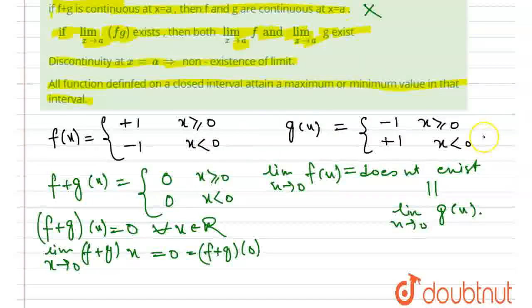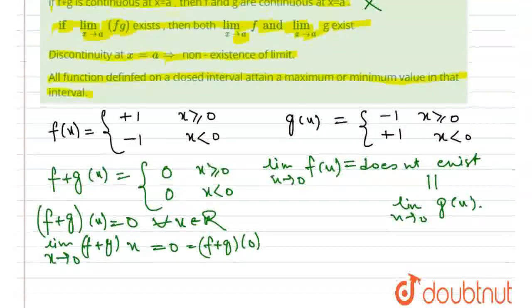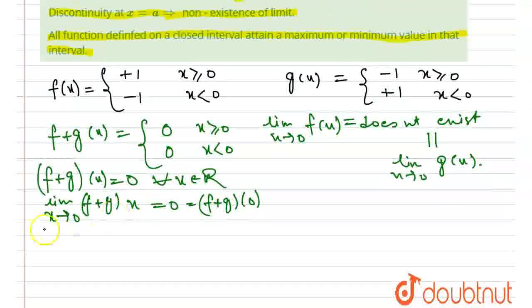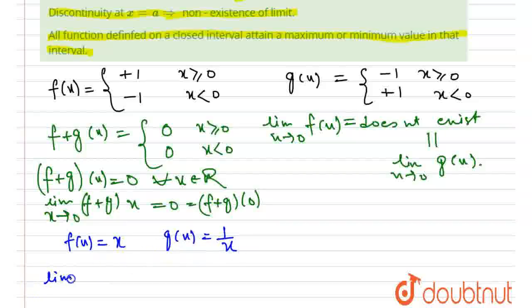Moving on to the second one, let's look at this. So here we have a product, and then both limits must exist. So let's again take f(x) as simply x and g(x) as 1 upon x, then limit x going to 0 of (fg)(x) is equal to limit x going to 0 of x times 1 upon x, that is 1, which is finally equal to 1.